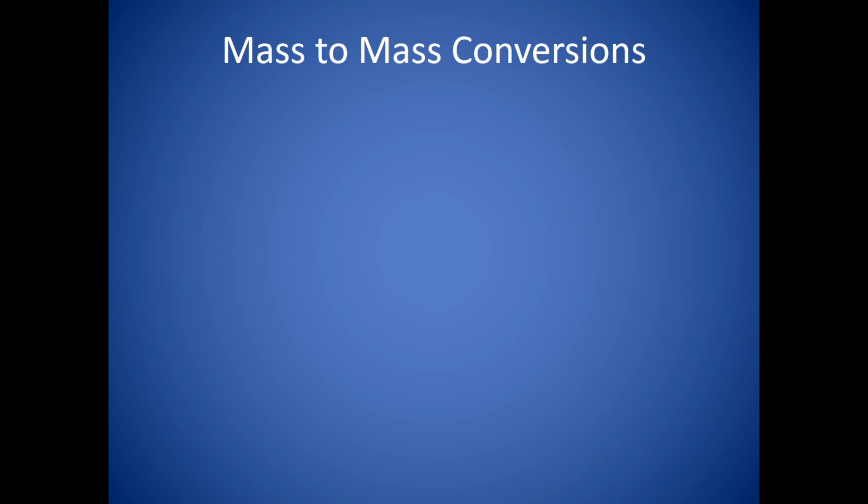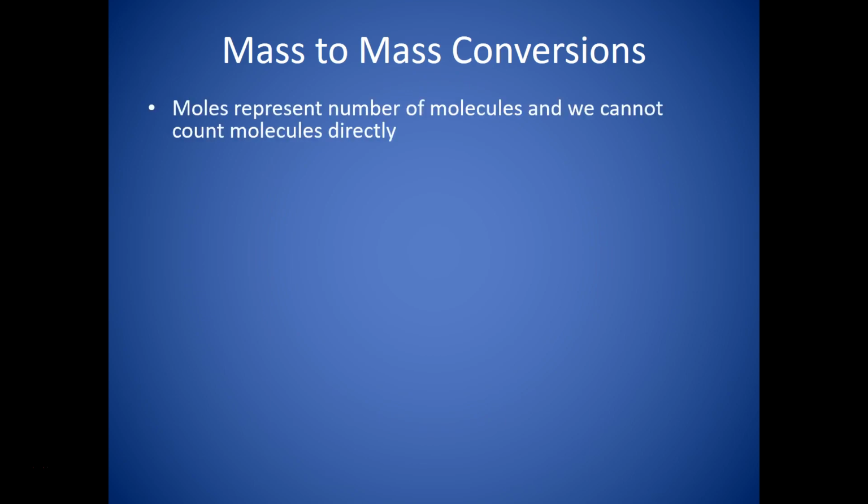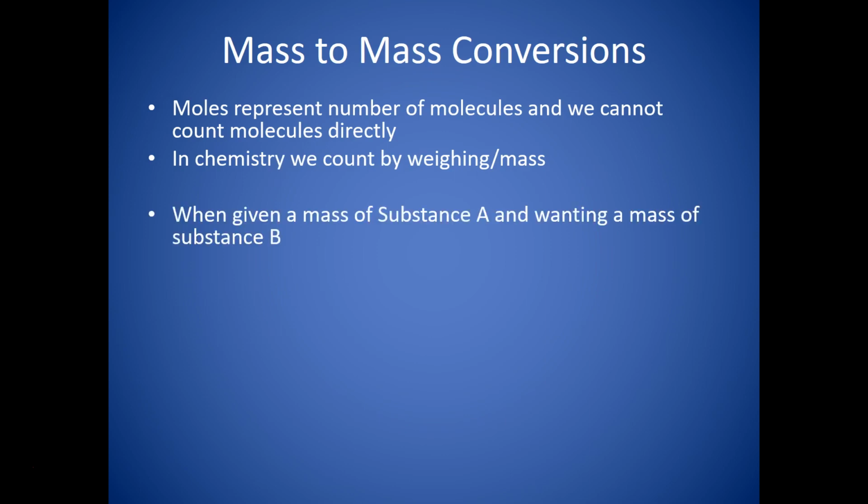So in our previous examples, we were going from moles of one type to moles of another type. But you have all the skills you need now to actually convert mass of one type to mass of another type, which is the much more practical version. You don't put something on a scale and it tells you that it's this many moles. It's going to tell you how many grams it is. So we need to be able to work in grams. So moles represent a number of molecules, and we can't count those molecules directly, just like I was talking about. So we need to be using weight, or more accurately, mass.